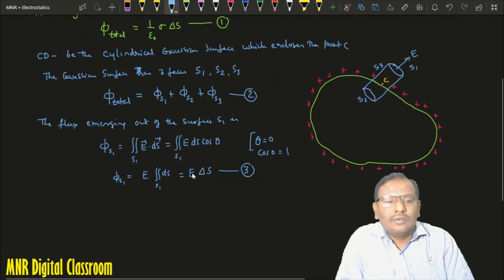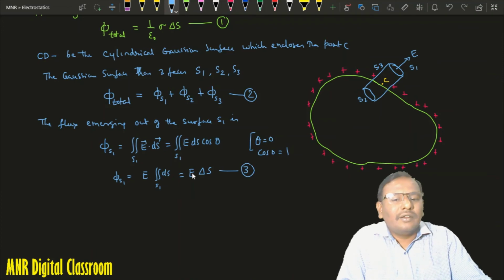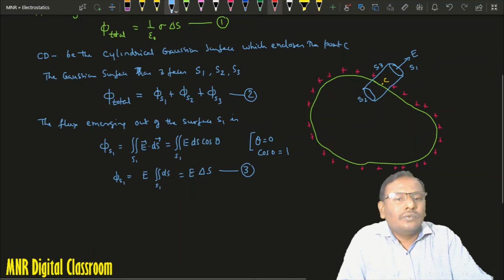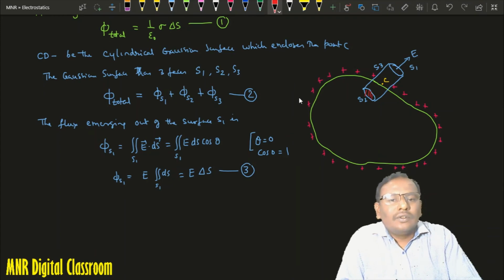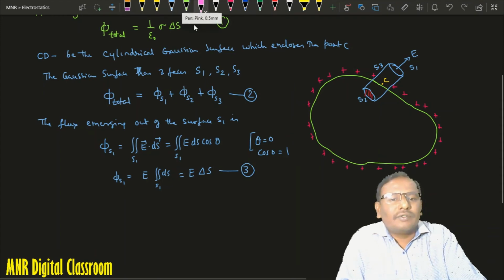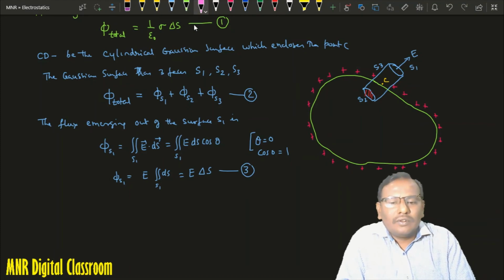Now consider the second surface. This surface S2 is inside the conductor. Therefore, the flux emerging out of the surface S2 is 0, since the surface S2 is inside the conductor.